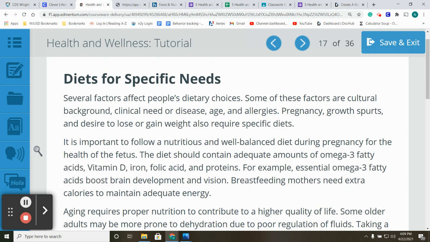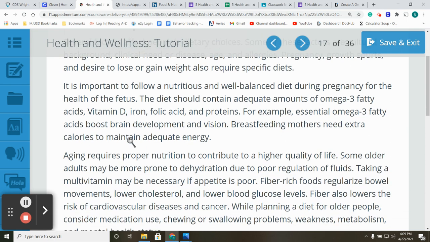Several factors affect people's dietary choices. Some of these factors are cultural background, clinical need or disease, age, and allergies. Pregnancy, growth spurts, and desire to lose or gain weight also require specific diets.